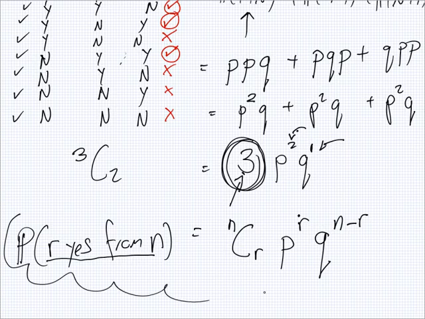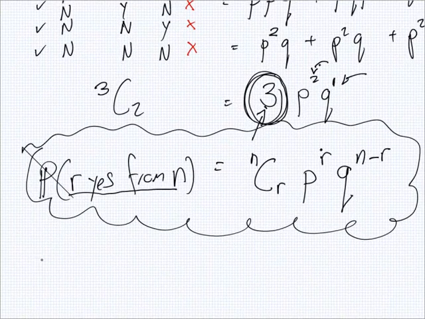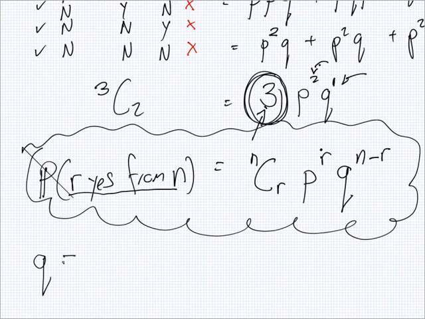So this is actually the formula we're going to have a look at today. This is the probability for whatever number of yeses from a group of n. You can find it out from this formula. And of course, what does Q equal? How can I find Q if I know P? 1 minus P, of course.